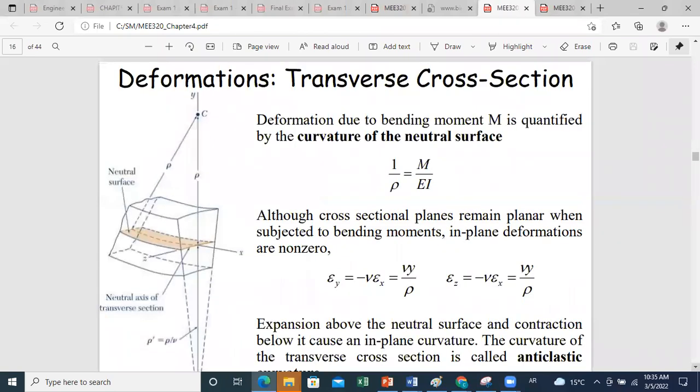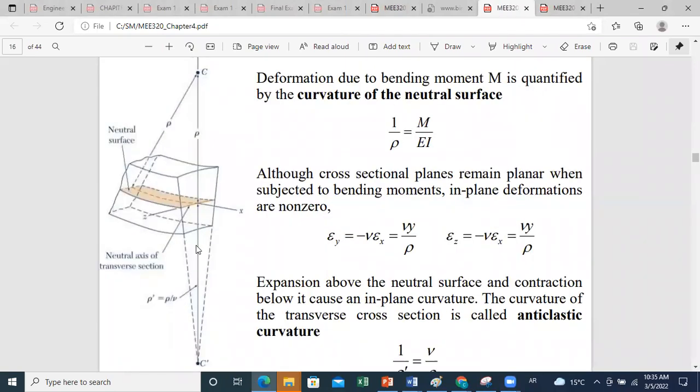Now, if we consider an element subjected to pure bending, we have already seen together that under the effect of pure bending, we'll have the formation of a curvature, okay? And then what will happen is that if we have, let's say here, a moment along positive z, we'll have compression of the upper part, tension of the lower part. This will lead to a reduction of length of the part above the neutral axis and increase of length for the part below the neutral axis.